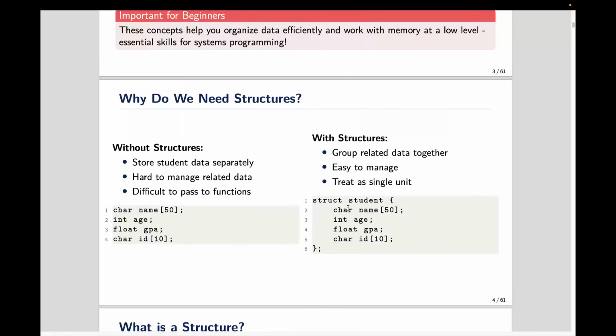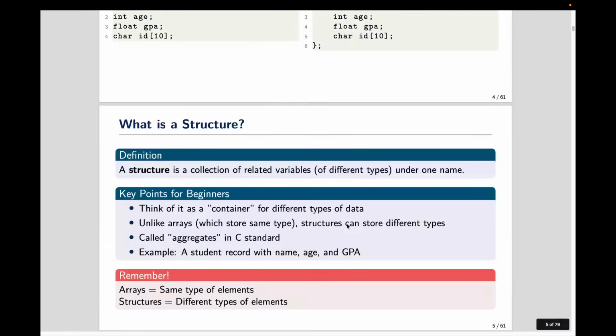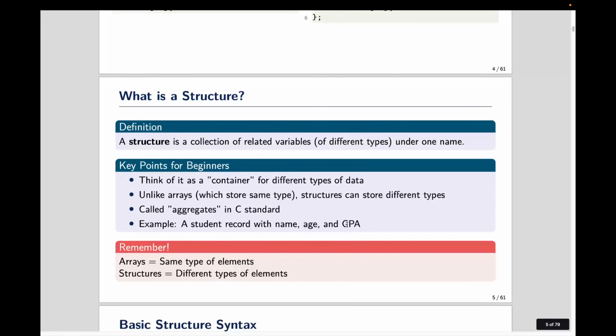Now coming on to the slides, because I have now covered a lot and I have told you what a structure is. So just going through it in a very fast way. A structure is a collection of related variables of different types under one name, as I have told you. Think of it as a container for different types of data. Because in it you are storing a character, an integer, some other variable, and a string in the form of a character array. So you have everything over there.